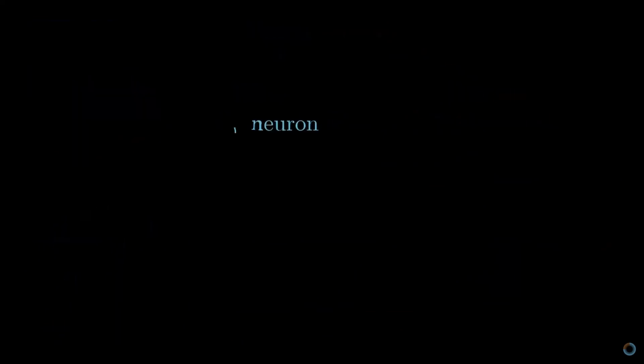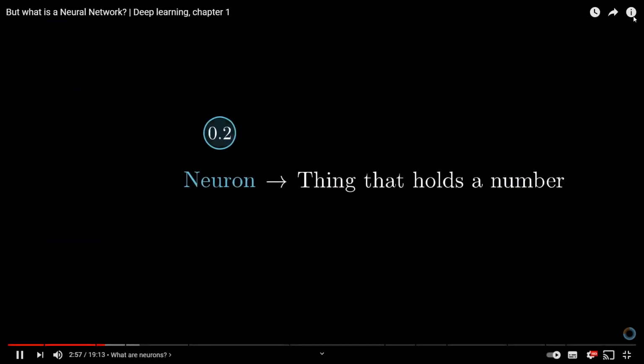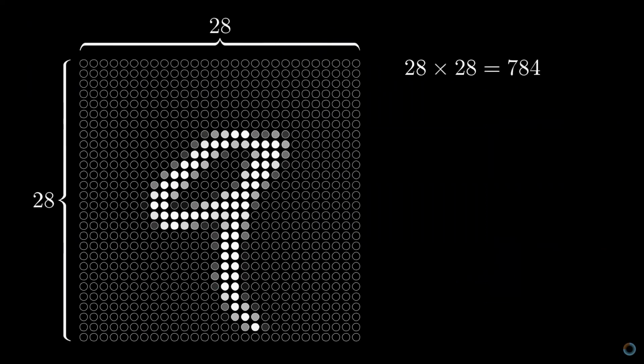Right now, when I say neuron, all I want you to think about is a thing that holds a number, specifically a number between 0 and 1. It's really not more than that. For example, the network starts with a bunch of neurons corresponding to each of the 28 times 28 pixels of the input image, which is 784 neurons in total.